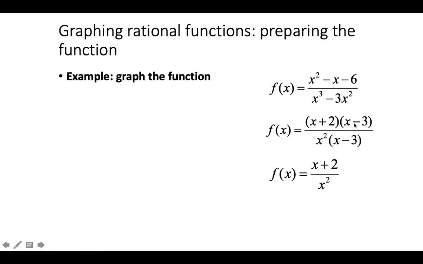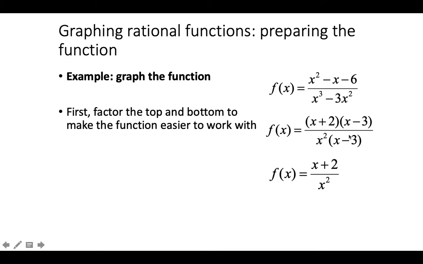As we cancelled out x minus 3, x cannot equal positive 3 here, because for positive 3 this becomes undefined. Just keep it in mind, because there will be a hole for this in our graph.